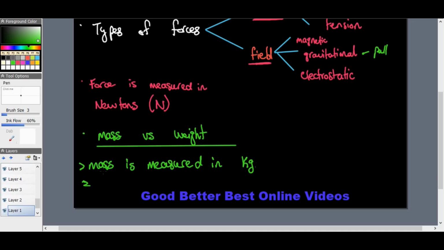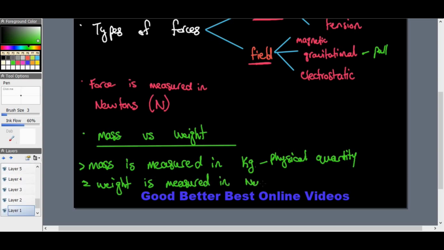So 103 kilograms is a mass, it's a scalar physical quantity. Let's add that in there. But weight, however, is measured in newtons, N, because it is a force.